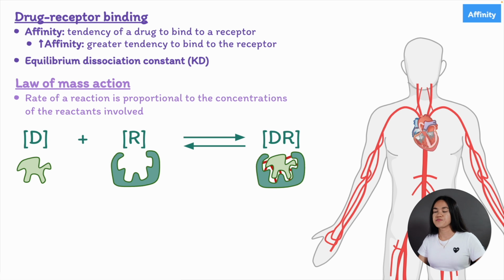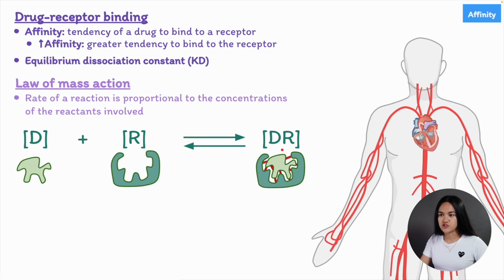To illustrate this, let's consider the interaction between a drug, D, and a receptor, R. When they bind together, they form a drug-receptor complex, DR, this right here. On one side, you have the drug and receptor separate and unbound, okay? And on the other side, you have the drug-receptor complex.